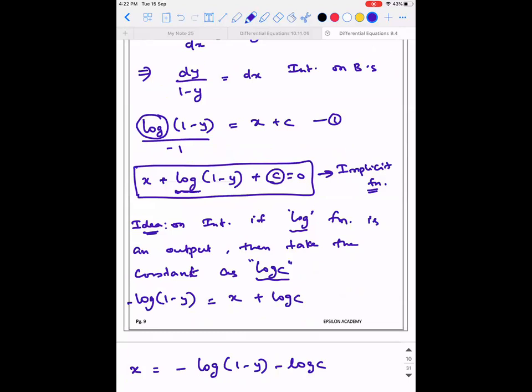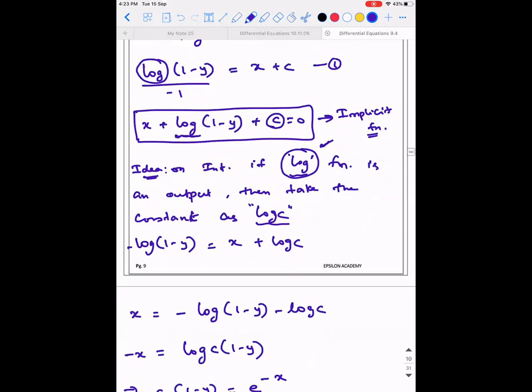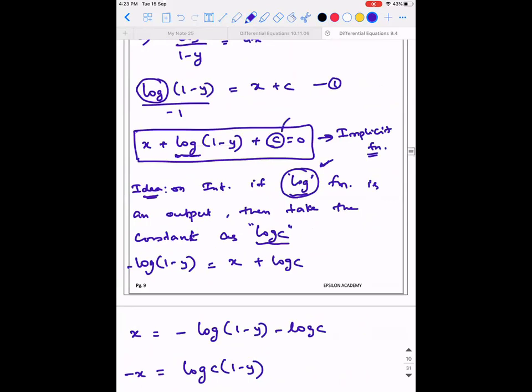One minute, wait. So whenever on integrating you have a logarithmic function, and most importantly when one function is a logarithm and the other is some other variable, if they expect you to express it in the form of an explicit function, that is y is equal to f of x format, then instead of taking the constant as c, you're allowed to take it as log c also.